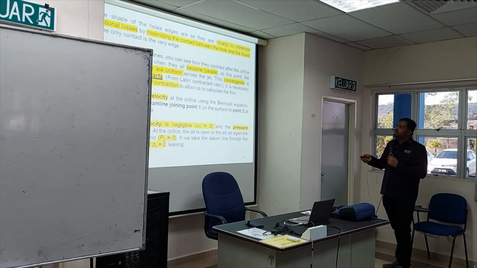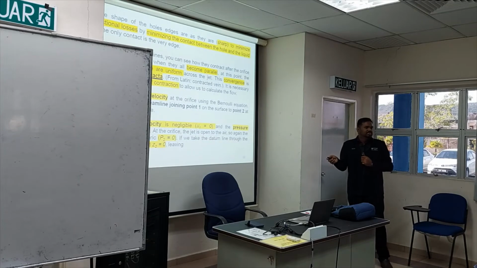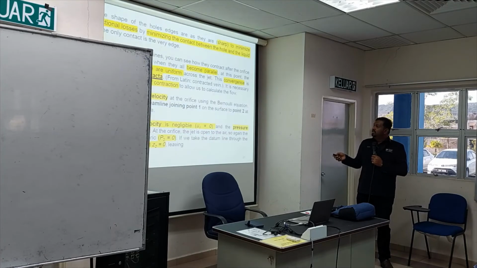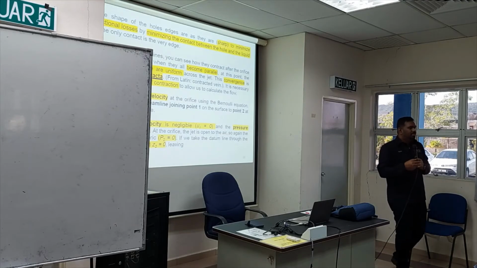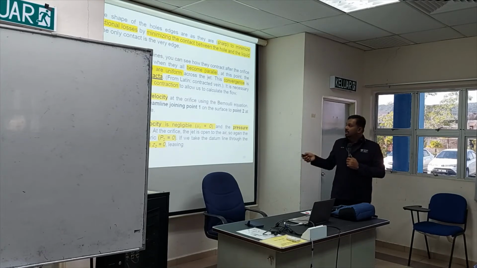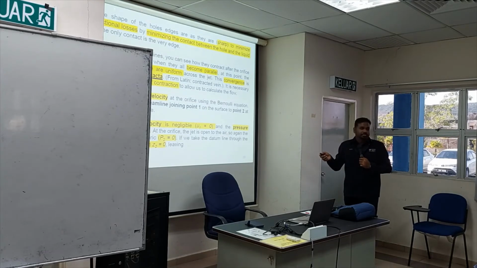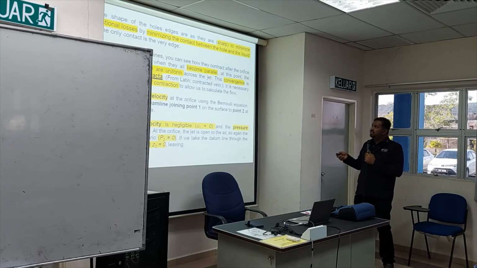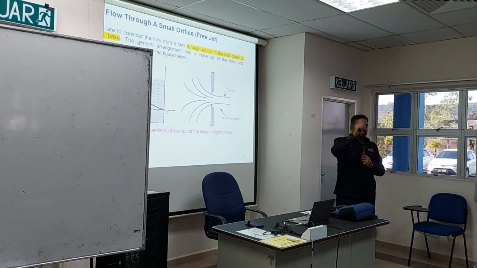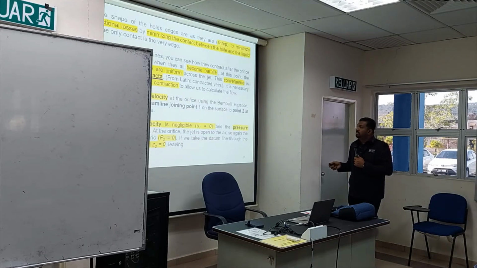Kenapa sharp? You want to minimize the frictional loss. So kalau you letak yang ni straight macam ni, so you will have a frictional loss. Sebab more water ataupun liquid molecules akan geser dengan that particular hole. So in order to minimize the frictional loss and minimize the contact between the hole and the liquid particles, so you are making it sharp just at one point. Hanya at that particular point the molecule will have contact, so you will minimize the frictional loss.